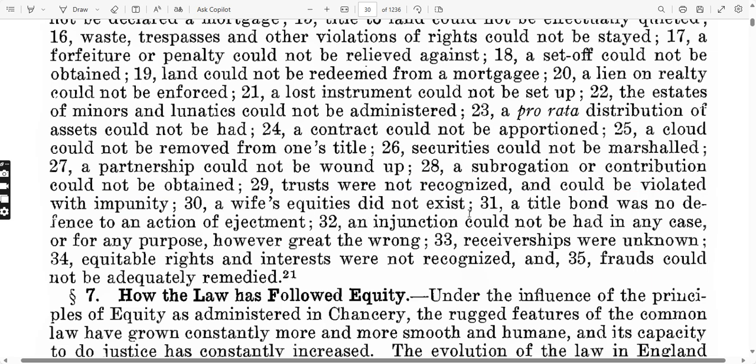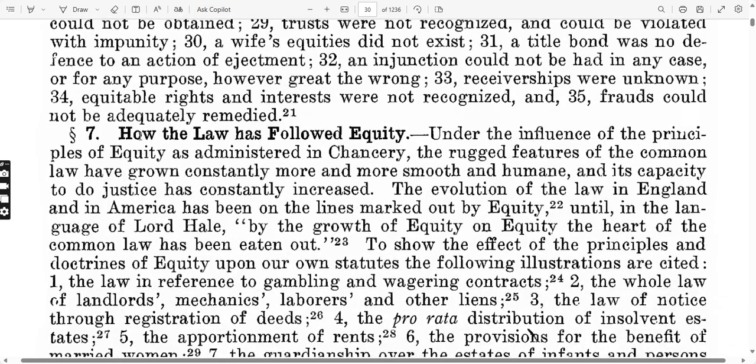31. A title bond was no defense to an action of ejectment. 32. An injunction could not be had in any case or for any purpose, however great the wrong. 33. Receiverships were unknown. 34. Equitable rights and interests were not recognized. And 35. Frauds could not be adequately remedied.